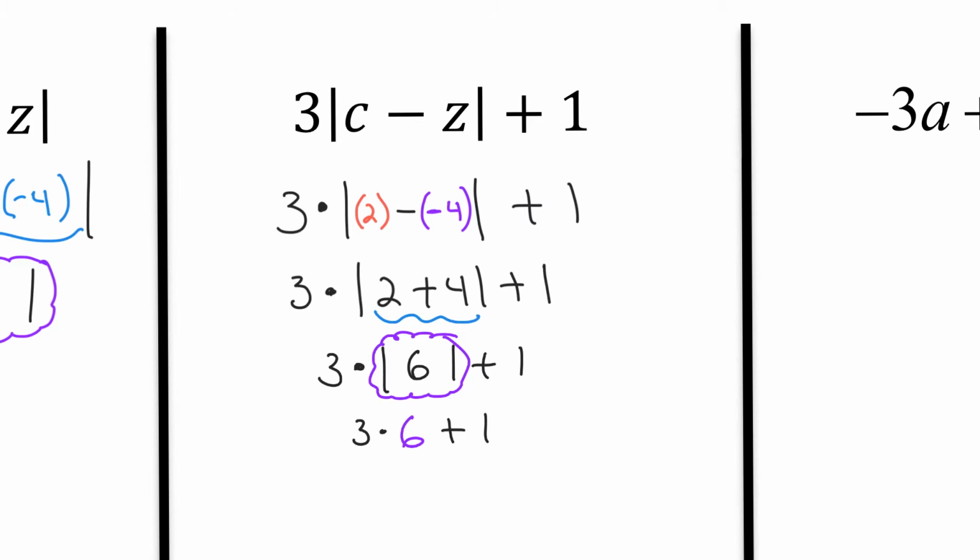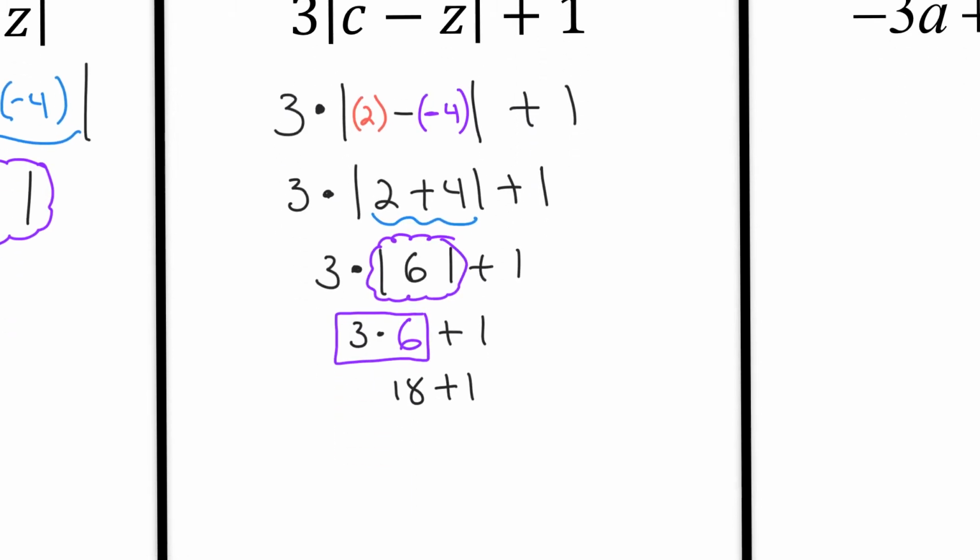Now order of operations says you need to multiply before you add. PEMDAS does. You have to multiply before you add. So I'm going to multiply 3 times 6. That's 18 plus 1. And my answer will be 19.